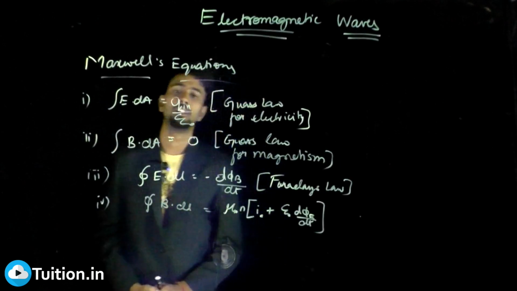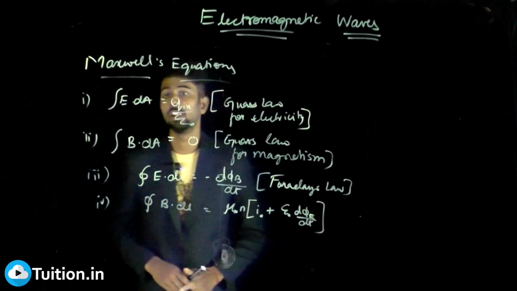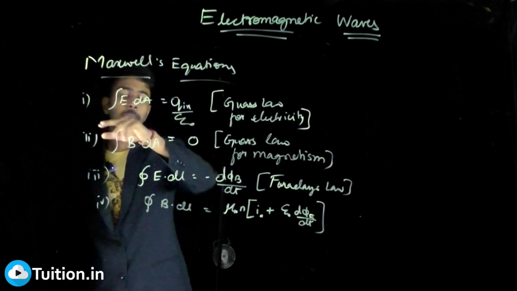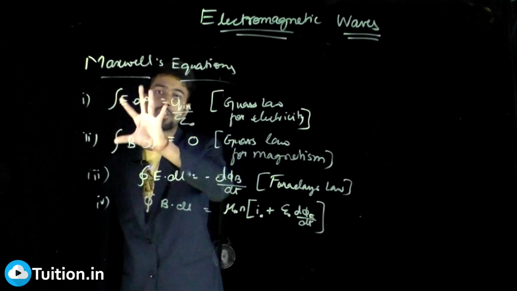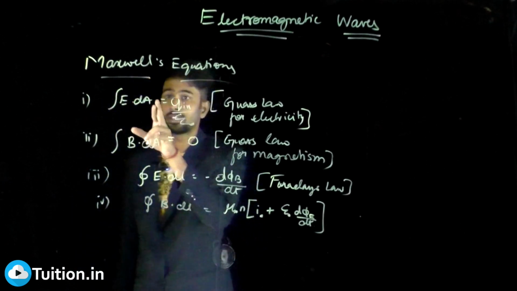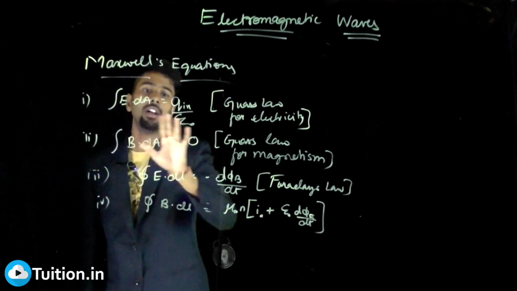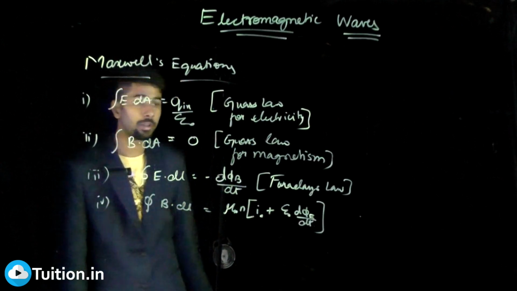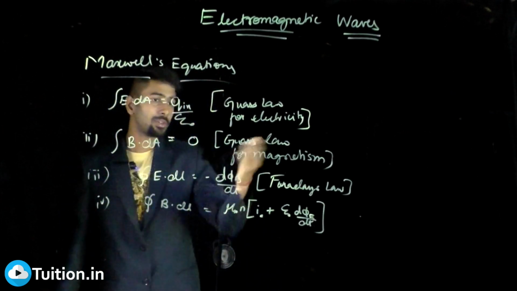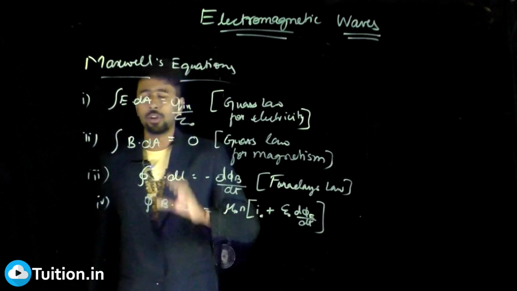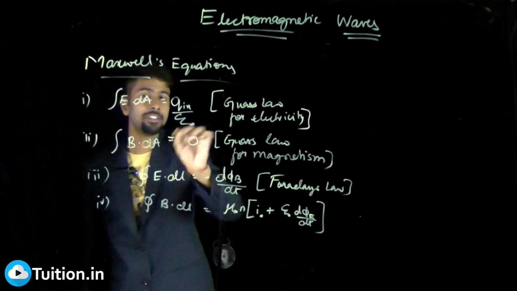Maxwell's equations, in fact we've already seen them before. This is basically your Gauss law for electricity, where electric flux through a surface, which is given by this surface integral of electric field, is nothing but equal to the charge enclosed inside the surface divided by epsilon naught. And then this comes from the chapter magnetism, Gauss law for magnetism, where the surface integral of magnetic field is equal to 0.